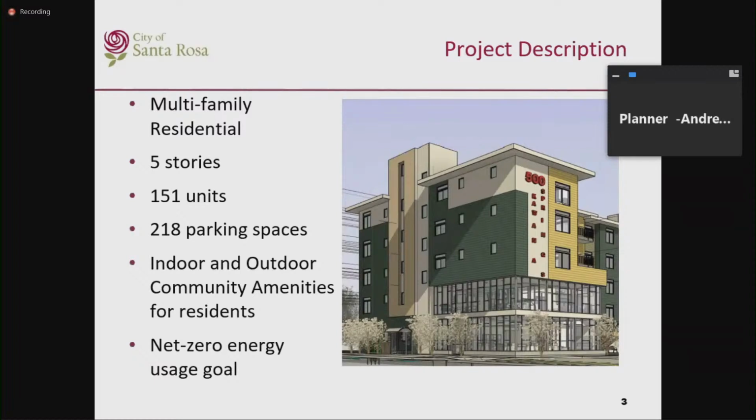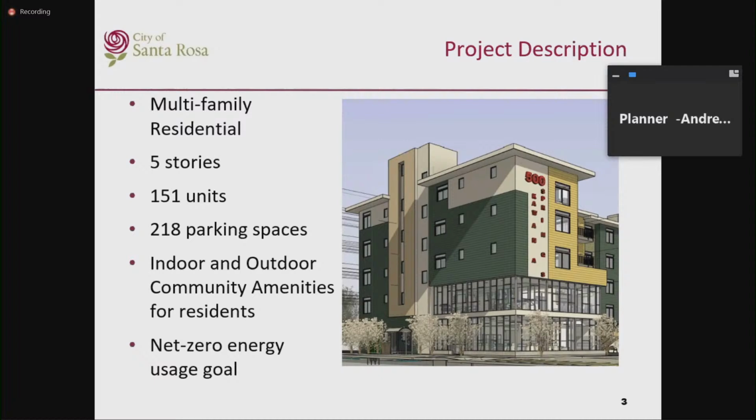So the proposed project will be a multifamily residential use adjacent to existing multifamily and mobile home park uses. It proposes 10 studio apartments, 48 one-bedroom apartments, 71 two-bedroom apartments, and 22 three-bedroom apartments in a 5-story building for a total of 151 units. 218 surface parking spaces are proposed.